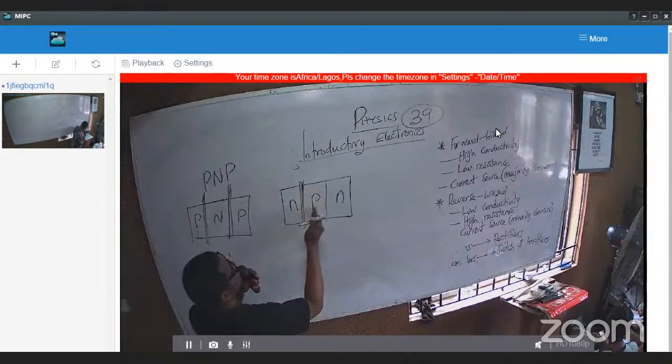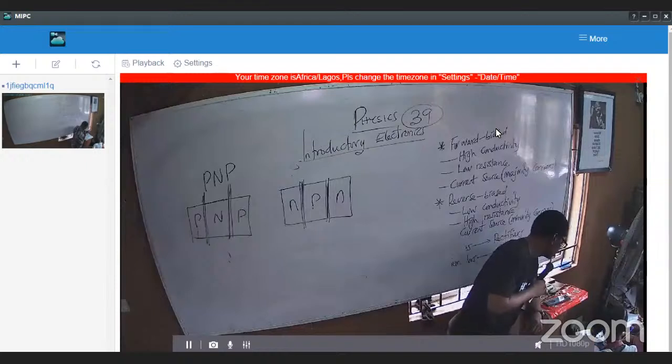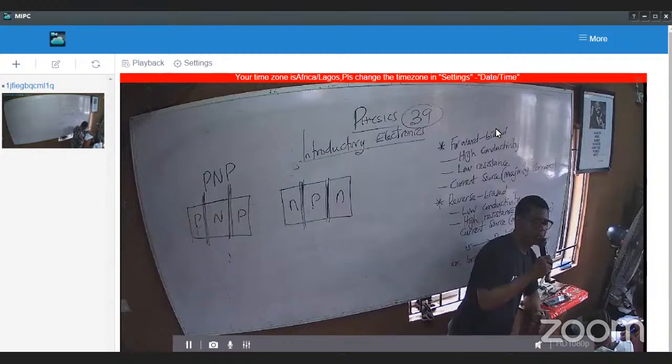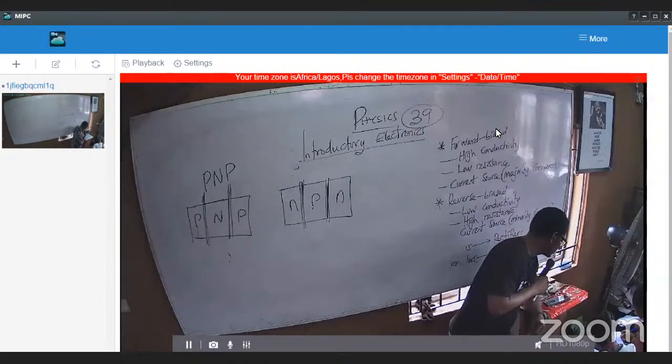Question 2. Transistors are used for: option A, conversion of AC to DC; option B, amplification of signals; option C, rectification of signals; option D, conversion of DC to AC. Class, what's the answer?